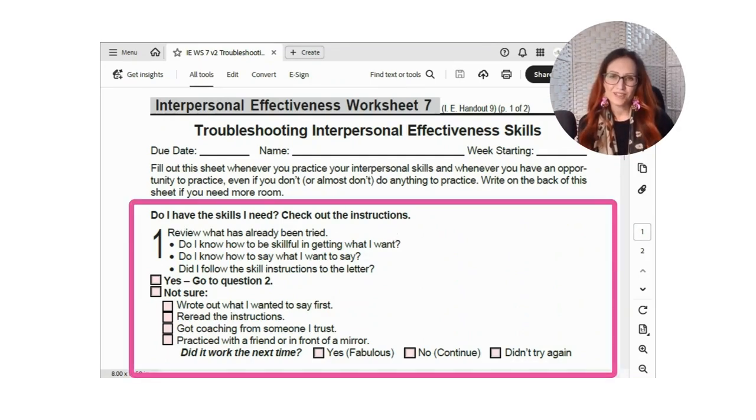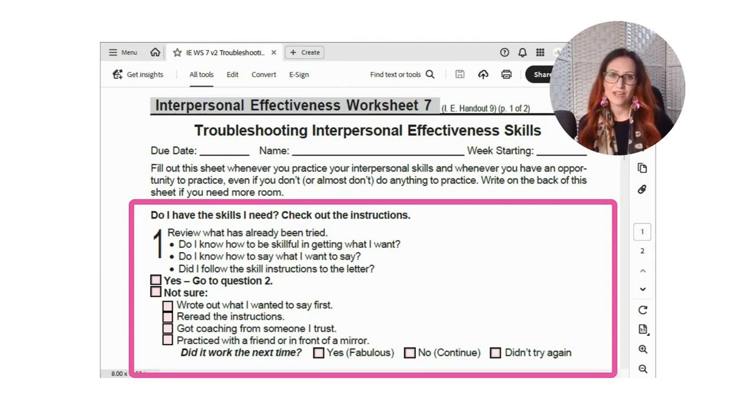First, ask yourself if you have the skills needed for whatever problem you're trying to solve. Do you know how to be skillful? Do you know how to say what you want to say? And did you follow the skill instructions to the letter? So for example, think about if you know the steps needed for getting what you want, maintaining the relationship, and maintaining your self-respect. Have you memorized the acronyms DEAR MAN, GIVE, FAST? And do you know what the letters stand for? Look at handouts 5, 6, and 7 if you're not sure.